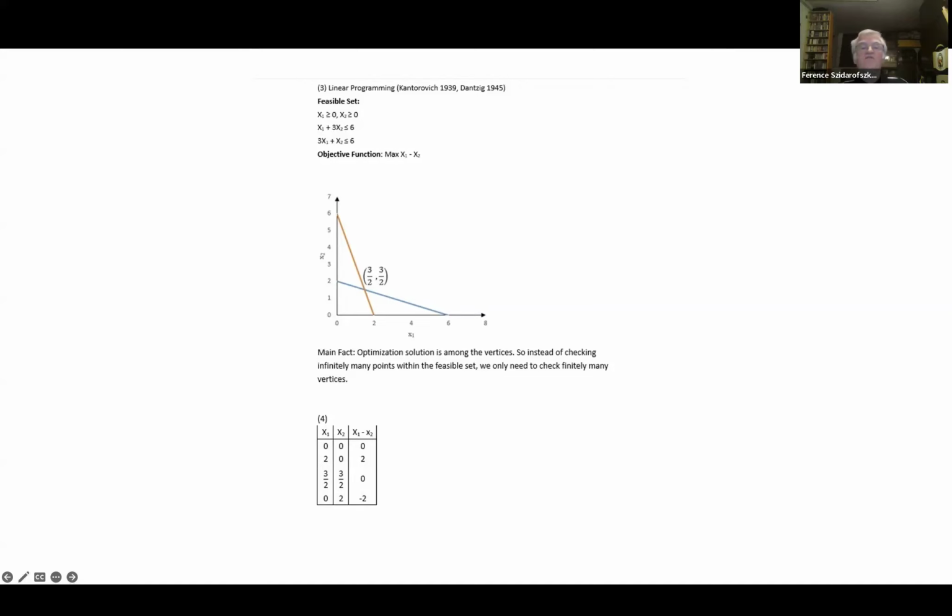So in this case, we have 4 vertices: (0, 0), (6, 0), (3/2, 3/2), and (0, 2). So we simply have to consider these vertices and substitute them into the objective function, and we can see that 2 is the highest value. Therefore, (2, 0), this point gives you the optimal solution. This was a tremendous development. Next, please.